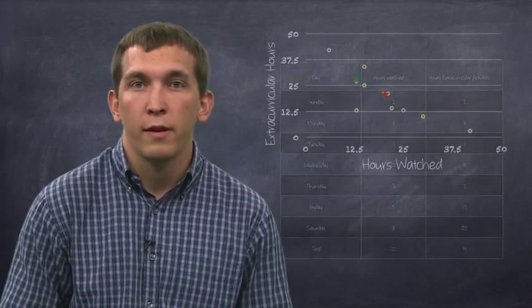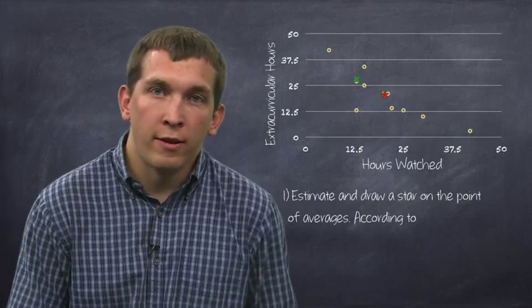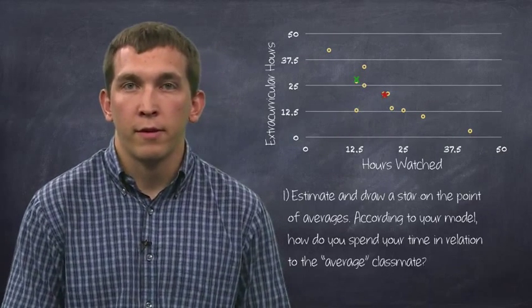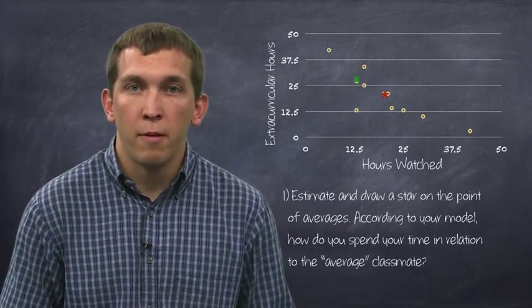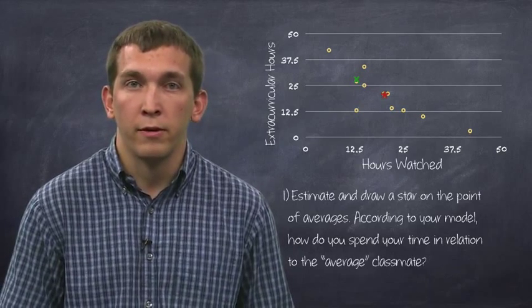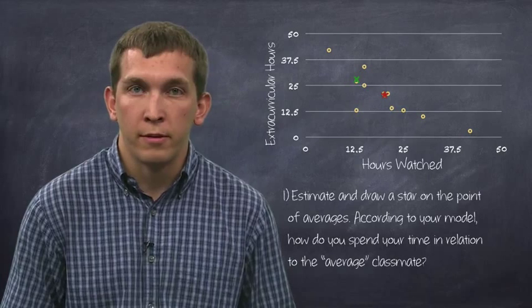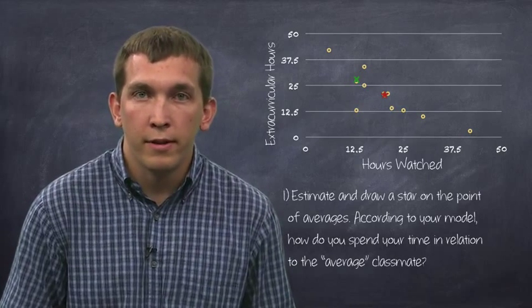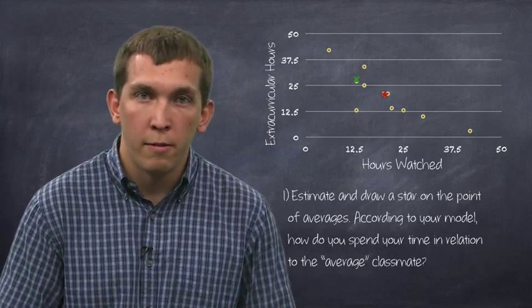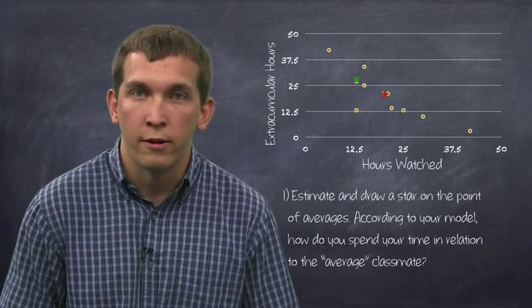Our first question asks students to estimate and draw a star on the point of averages. It then requires them to look at their point and the average point and compare the two. I have put a star on the point of averages and an X on our sample student's data point. It appears that the student watched less hours of online video and participated in more hours of extracurricular activities than the average student.